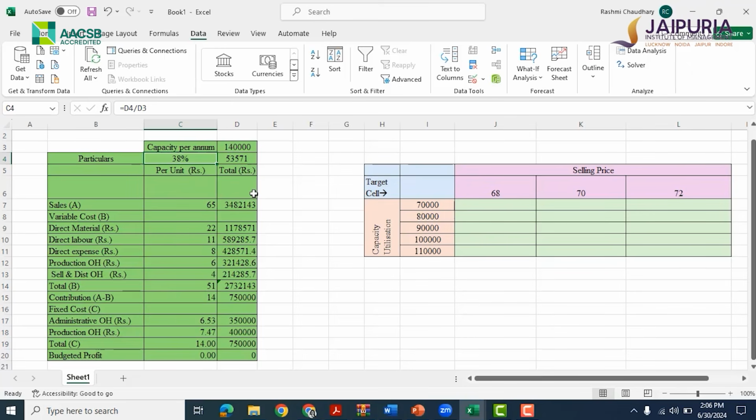And if you are producing and selling over and above 38%, you'll be incurring a profit in the business. And at 38%, it's a break-even point, that is no profit, no loss condition. So if you are selling 53,571 units, you are at a break-even point.